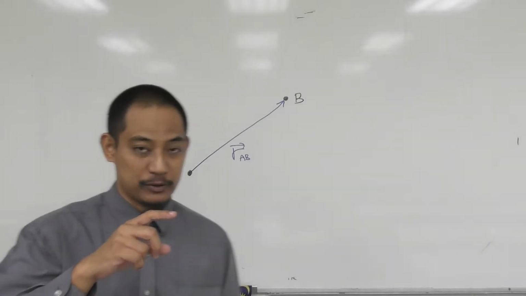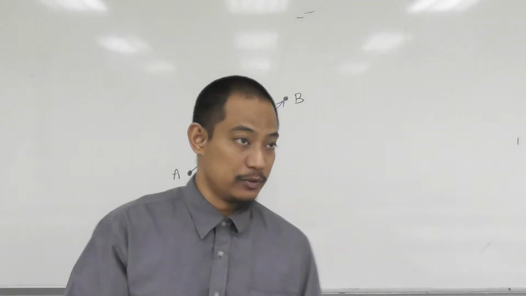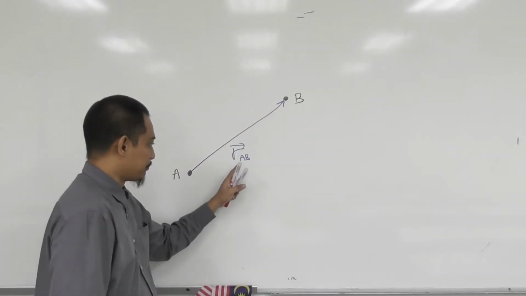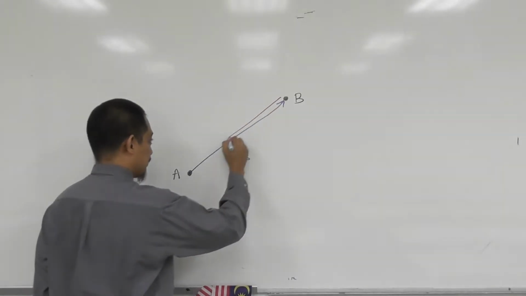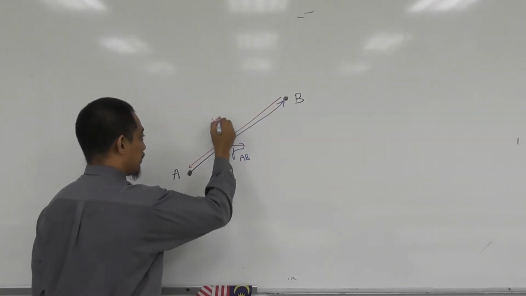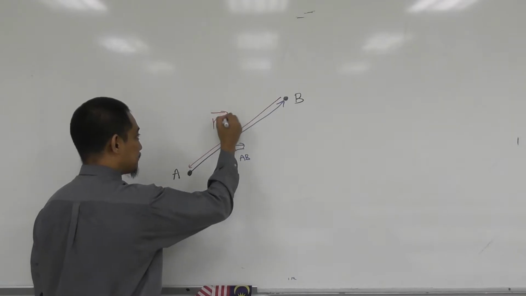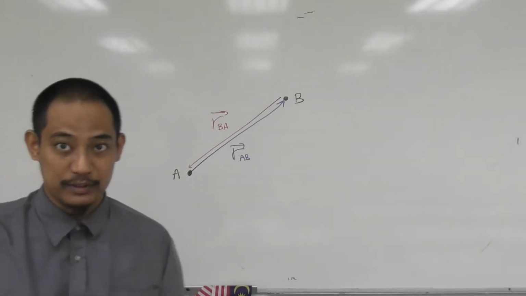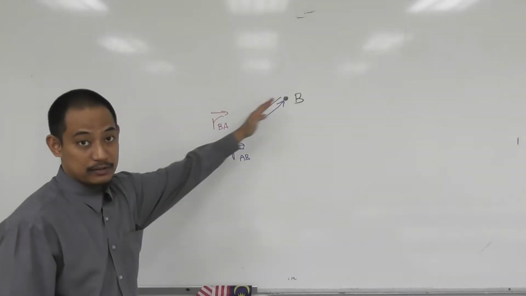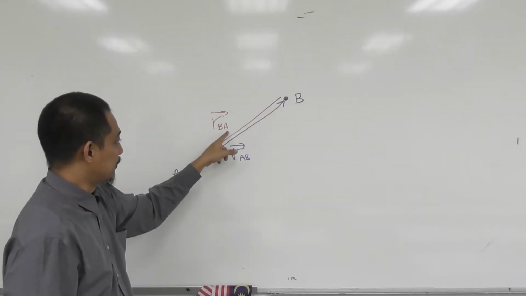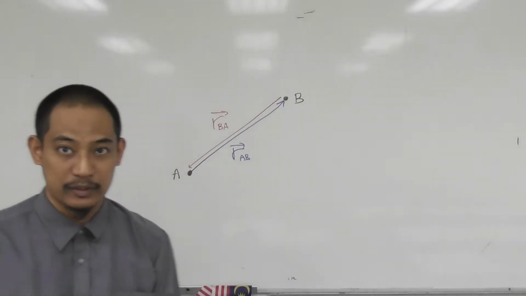The notation for a position vector is R with an arrow, and this AB is because it goes from point A to point B. If you have a position vector in the opposite direction, then it will be R BA. Hopefully you understand that. It's from the origin to the final point of the vector. So you can see that RBA will be the opposite of RAB.